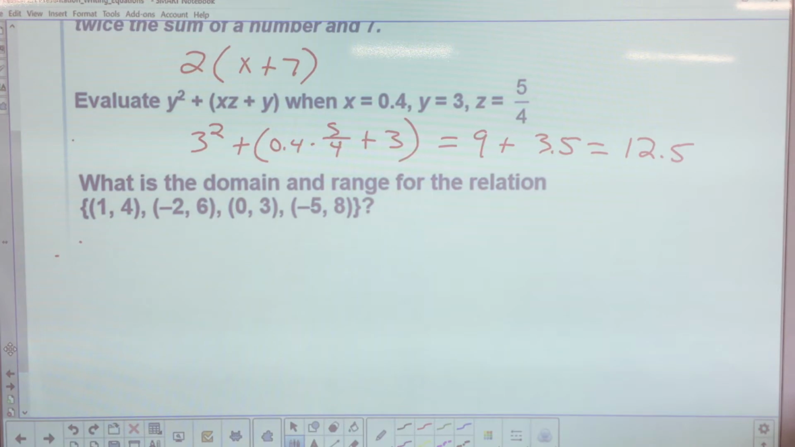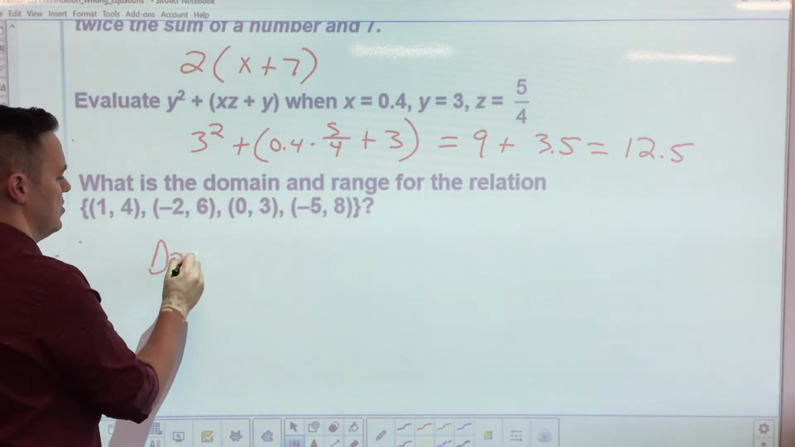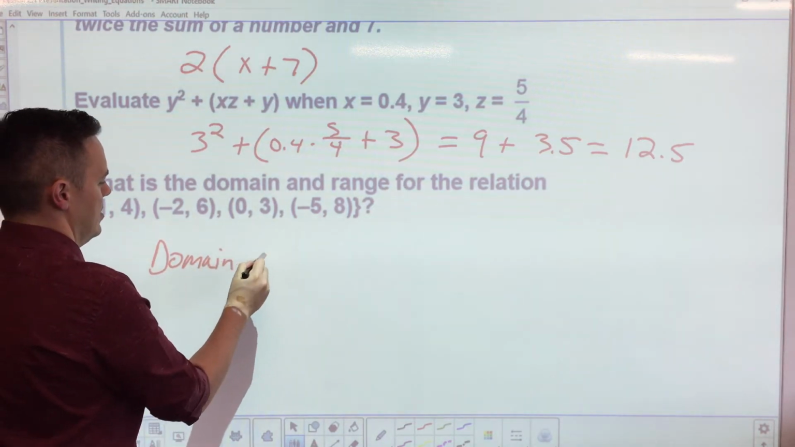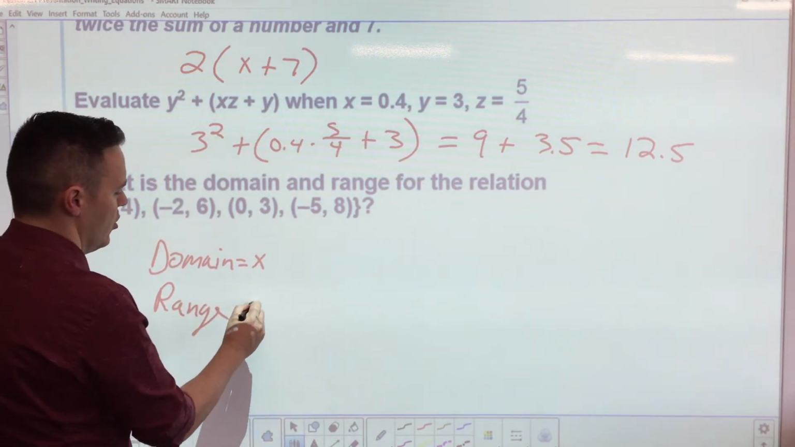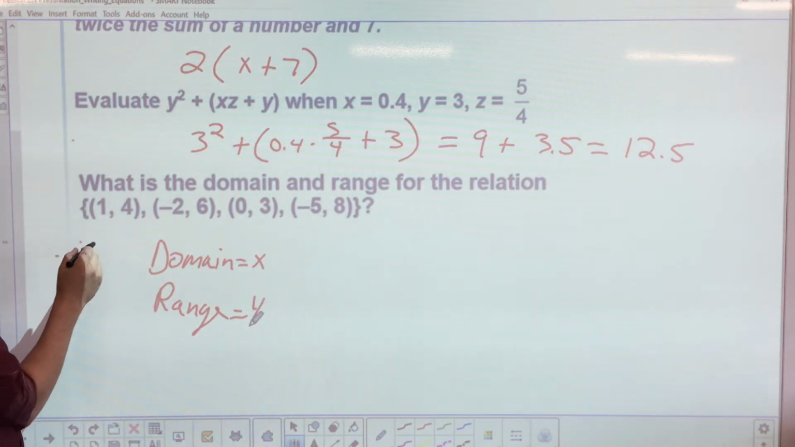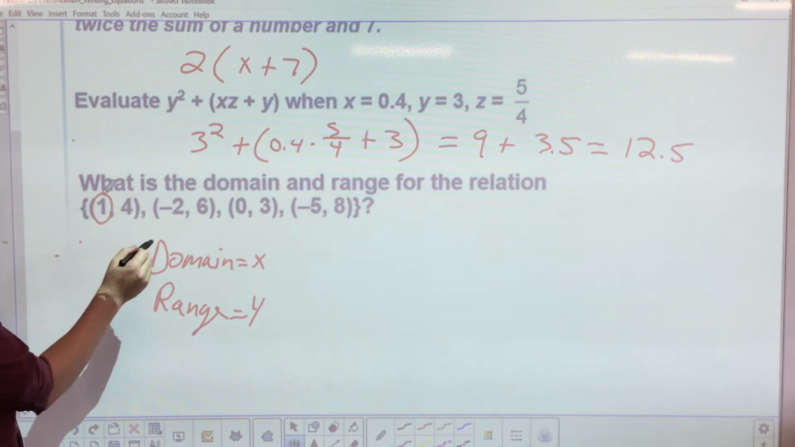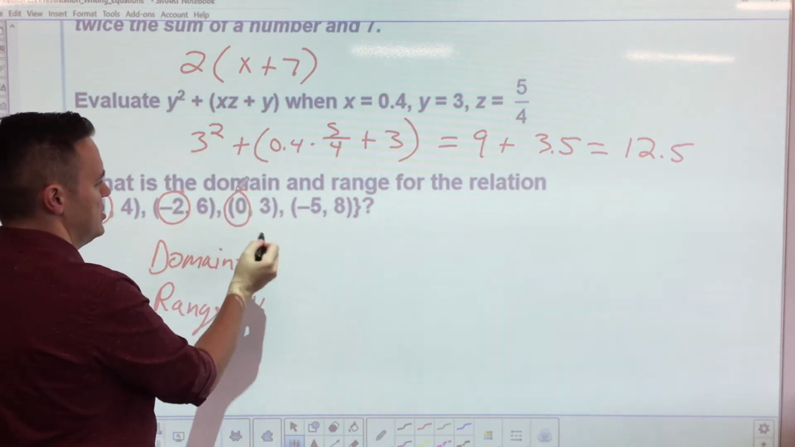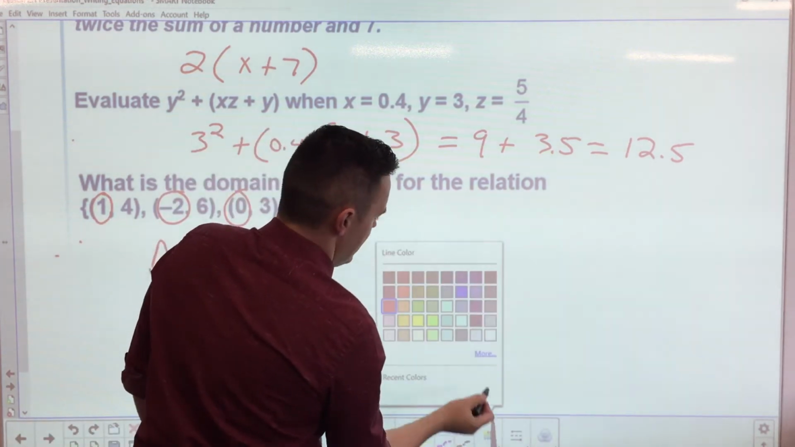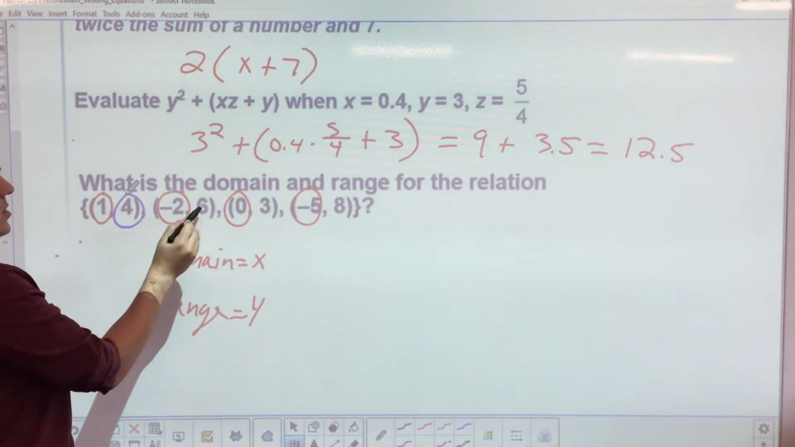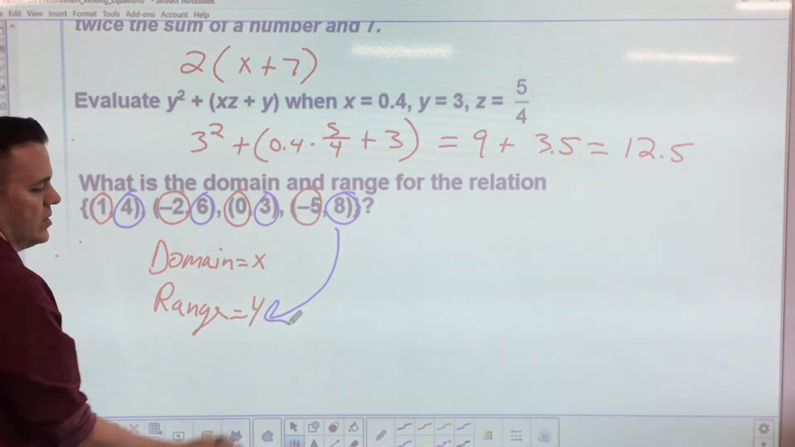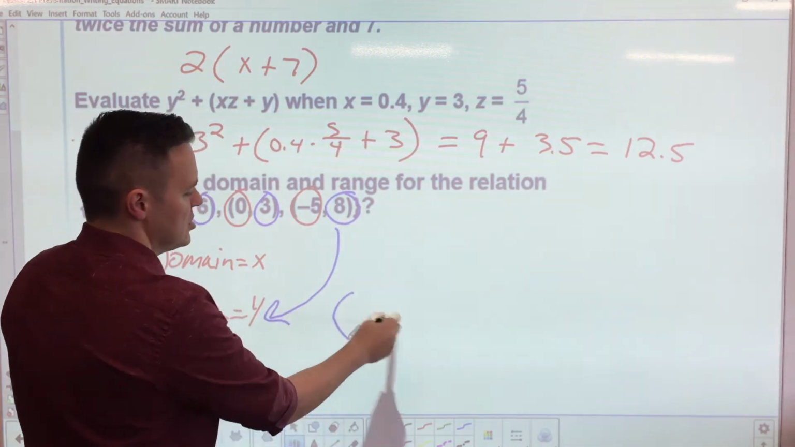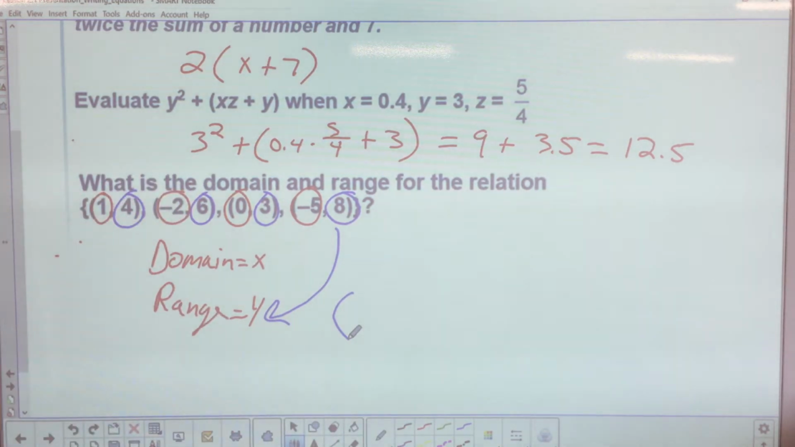All right, what is the domain and range of the relation? Remember, ladies and gentlemen, domain equals x, okay? And the range is the y. So, knowing that, we know that the x and y are what? The x's are the domain: 1, -2, 0, -5. Then we know the range is 4, 6, 3, and 8, okay? That is the range. Now, you would annotate it with brackets, start writing the numbers out, go from there, but you guys get the drift.